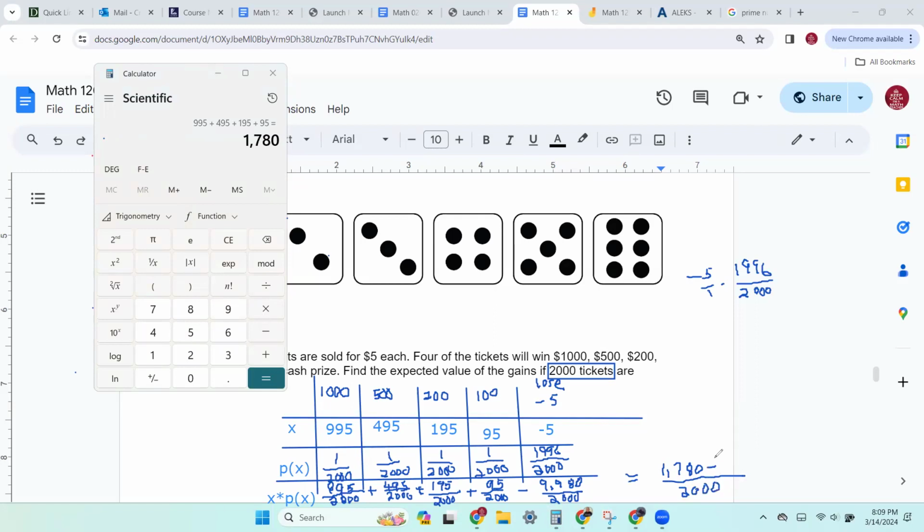And in the numerator, we're minusing the 980. So that gives us 1,780 minus 9,980. So that's 8,200 negative. Let me bring it over a little bit so we get enough room. So we got one more step.